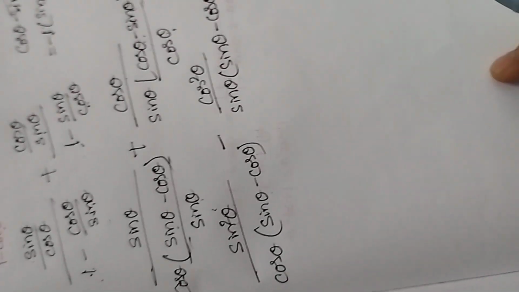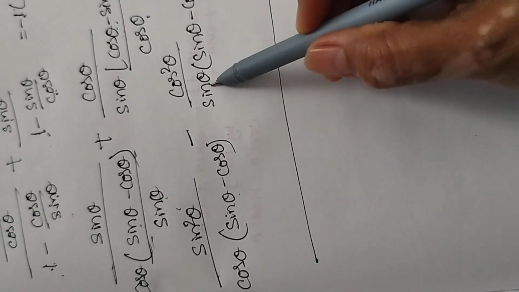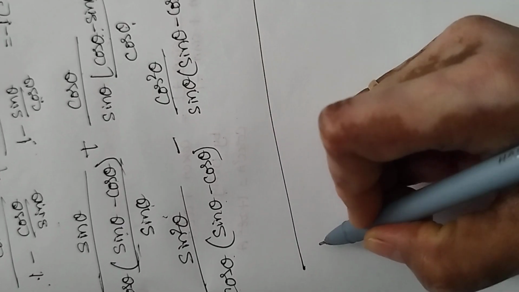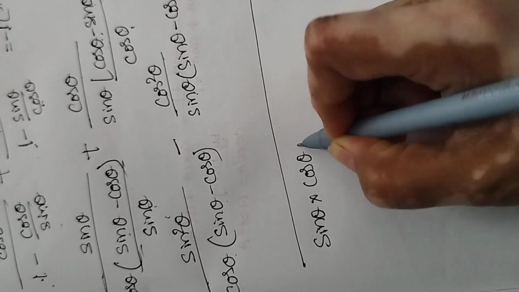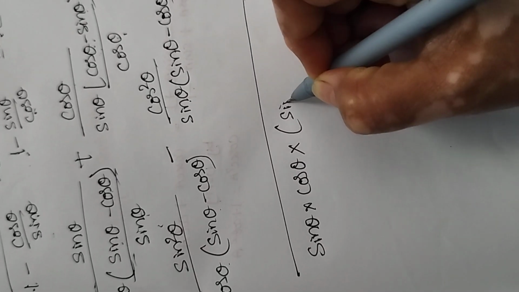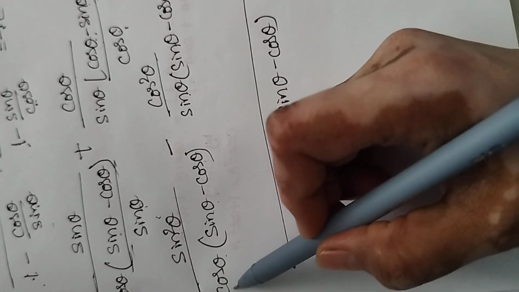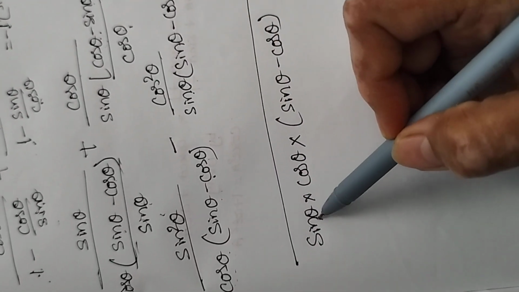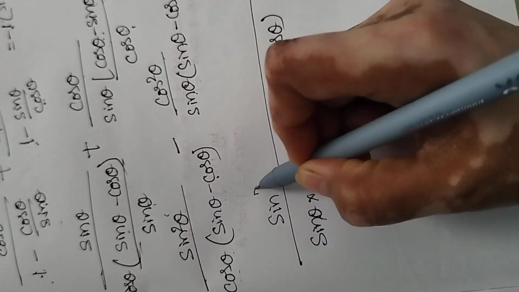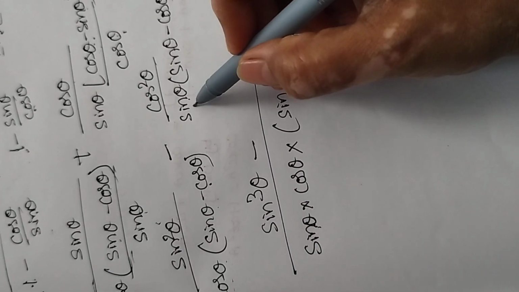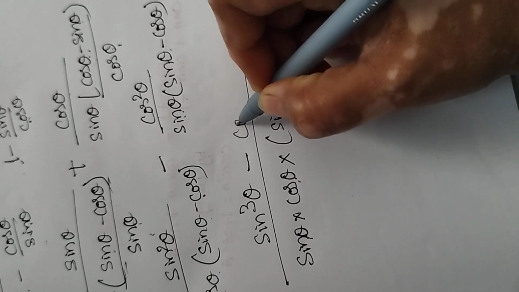Okay. Now we can take again denominators LCM. Okay. What will happen? Sin theta, cos theta and this term. Sin theta into cos theta into sin theta minus cos theta. Okay. This is LCM. Now just observe the denominator. This term we have. So what term not there? Sin theta. So we should multiply numerator with sin theta, means sin cube theta. Here also this term is there. So what term is not there? Cos theta. So cos cube theta.